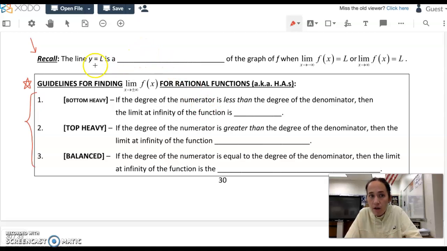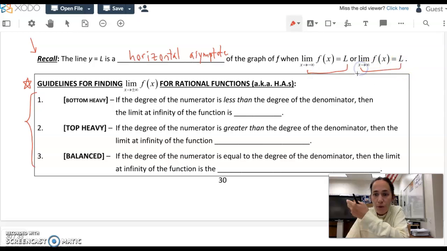You'll recall the line y equals L is a horizontal asymptote of the graph of f when its infinite limit is L to either the far right or the far left of the picture. And we might as well have these rules in a convenient spot since it's been a while since you've used them. So let's refresh them.